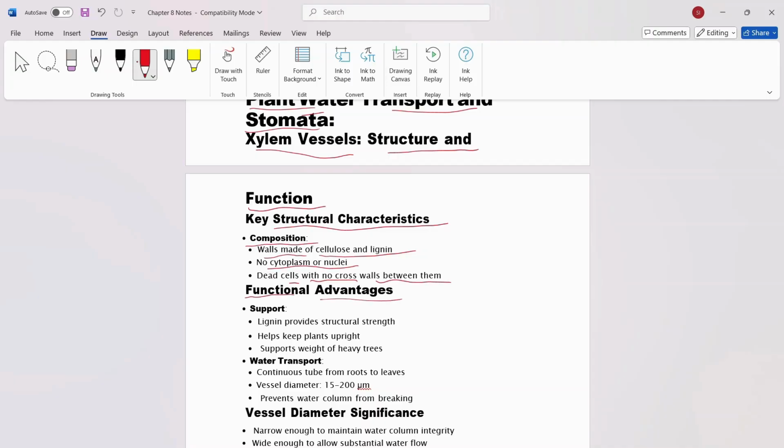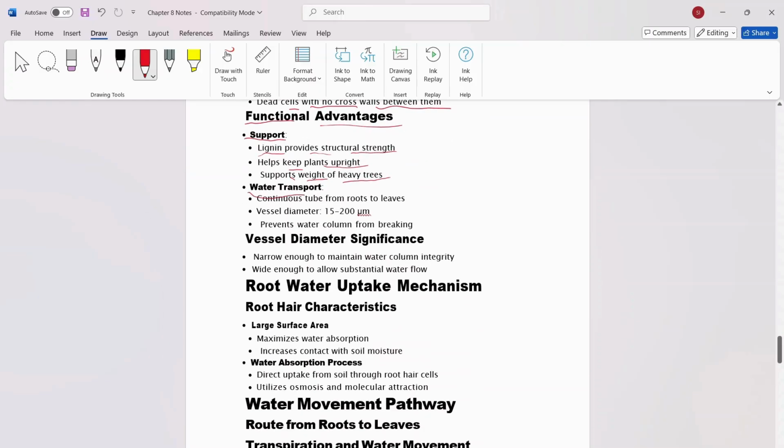Functional advantages: support. Lignin provides structural strength, helps keep the plant upright, and supports the weight of heavy trees. Water transport: a continuous tube from roots to leaves. Vessel diameter is about 15 to 200 micrometers. It prevents the water column from breaking.